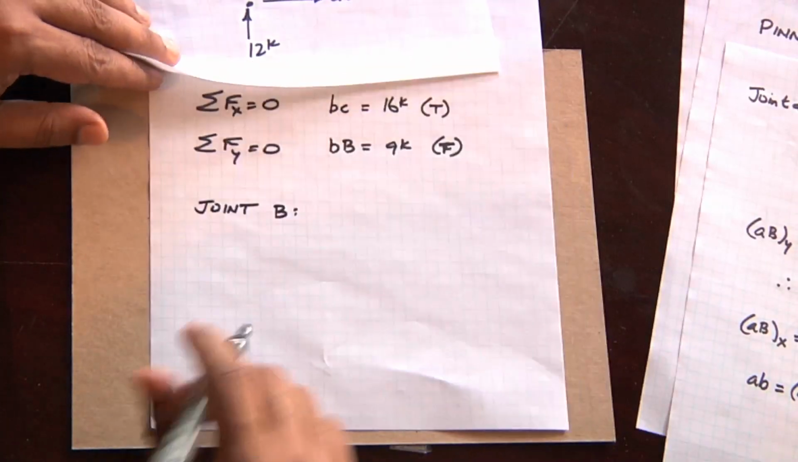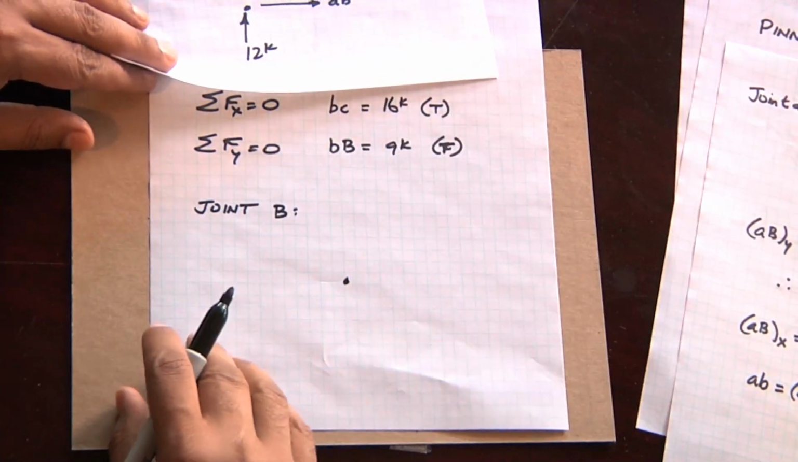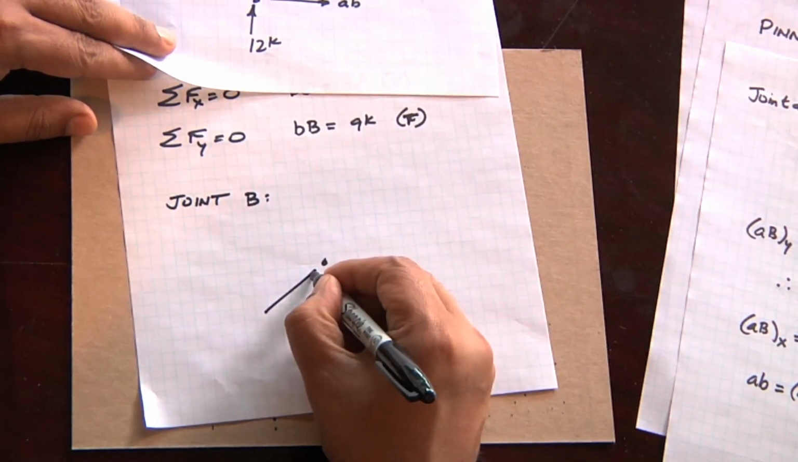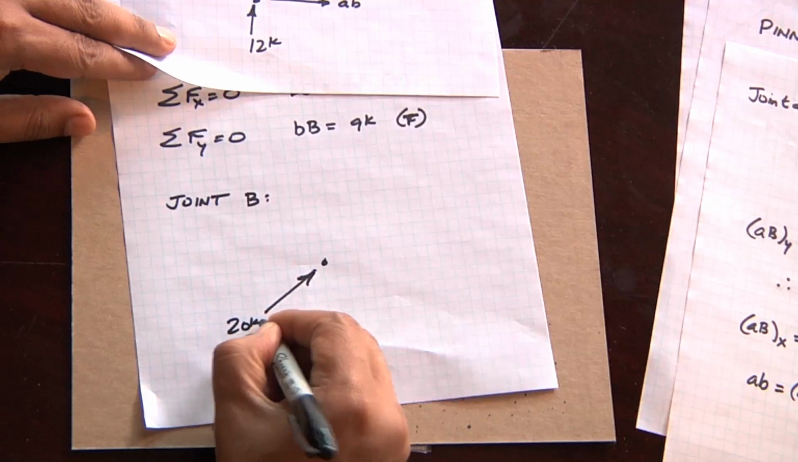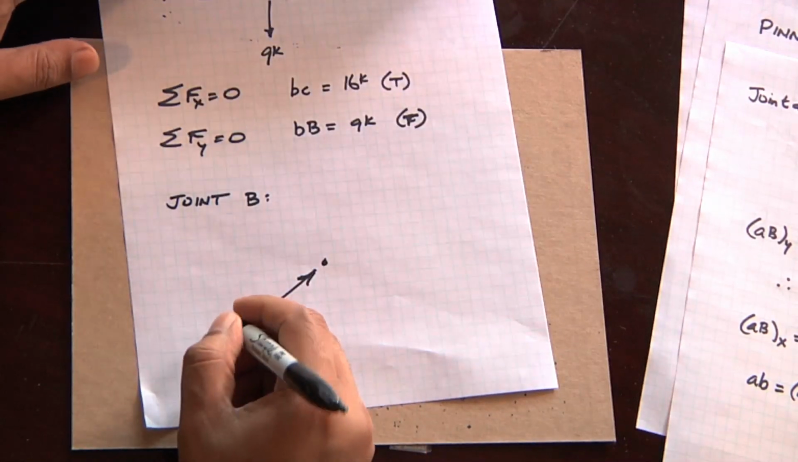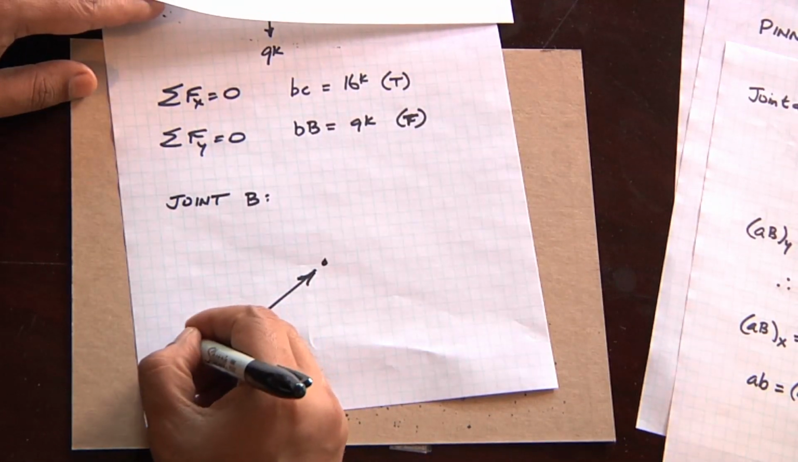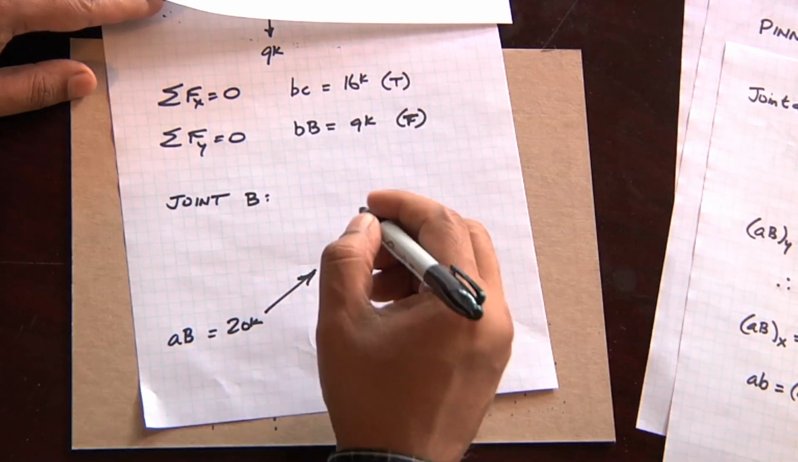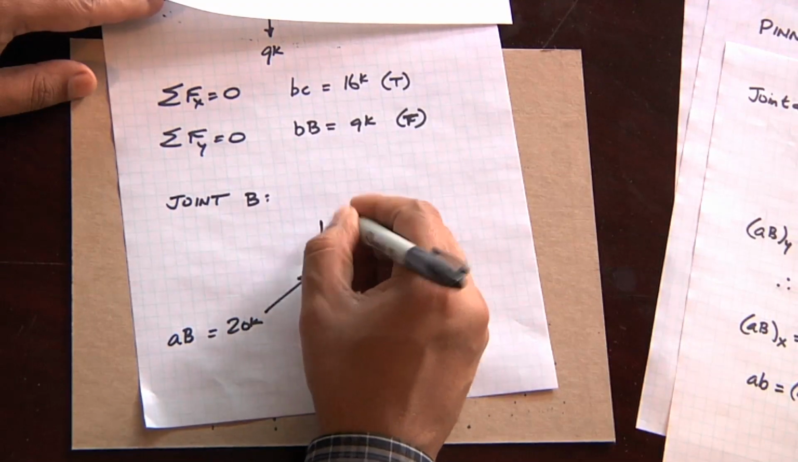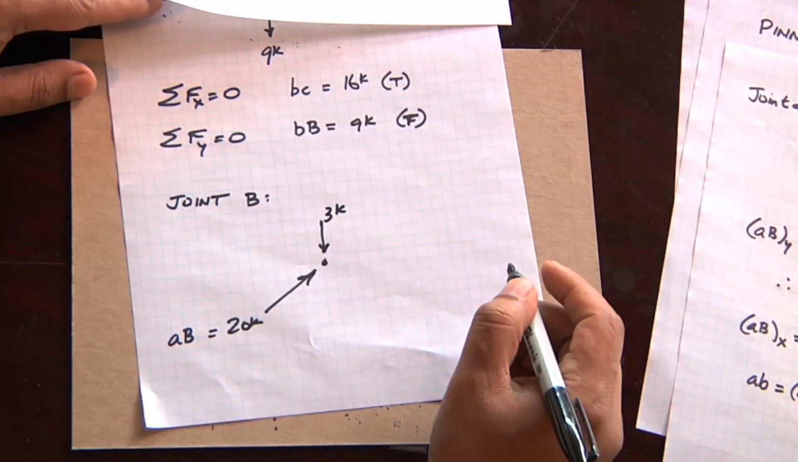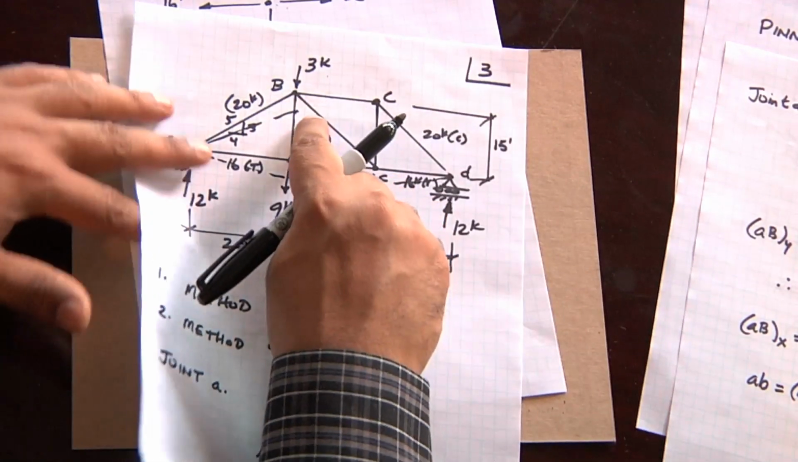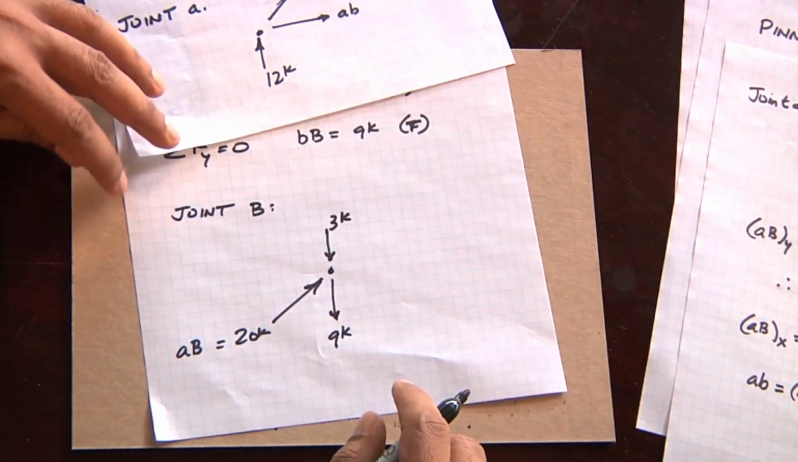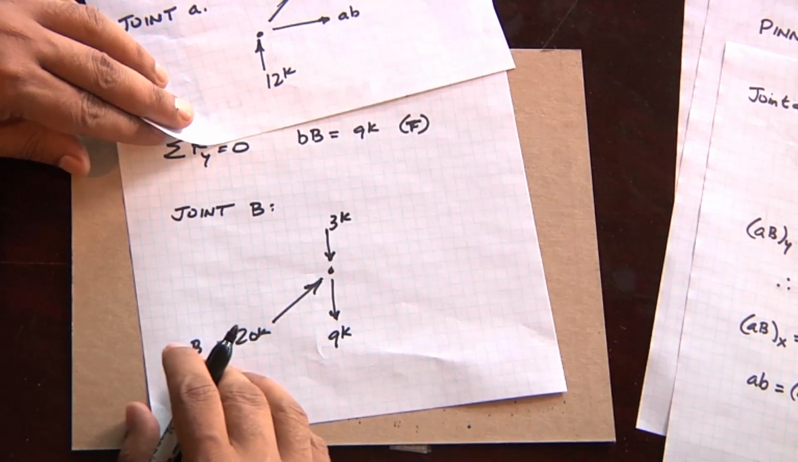So joint B, we have 20 kips in compression. That's 20 kips coming in from here, from the chord force capital AB, coming in that direction. And we have 3 kips downward load coming from the load up on top. We have 9 kips in tension pulling down. We've already solved for that. And so what are we missing?